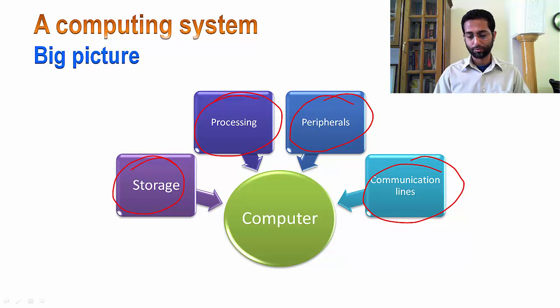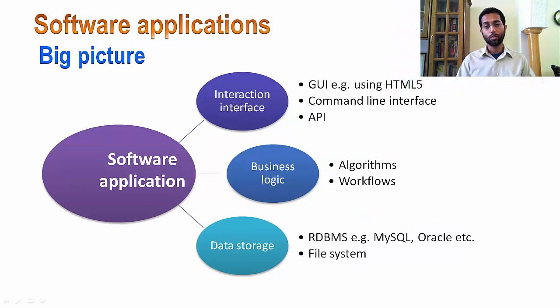Now, if you want to make use of that hardware, the raw computer, you have to install some useful applications on top of that raw machine. Most data-driven applications consist of these three elements which I have highlighted here. One is the interaction interface, another is called business logic, and the third one is known as the data storage element.